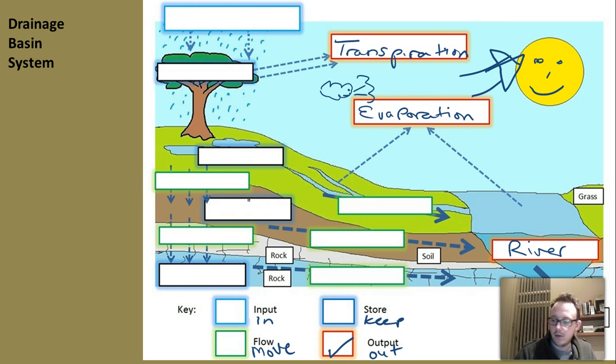Now we're going to look for the inputs. Now there is only one of these, and that is water that falls from the atmosphere and in, if you like, and that, remember, is precipitation.